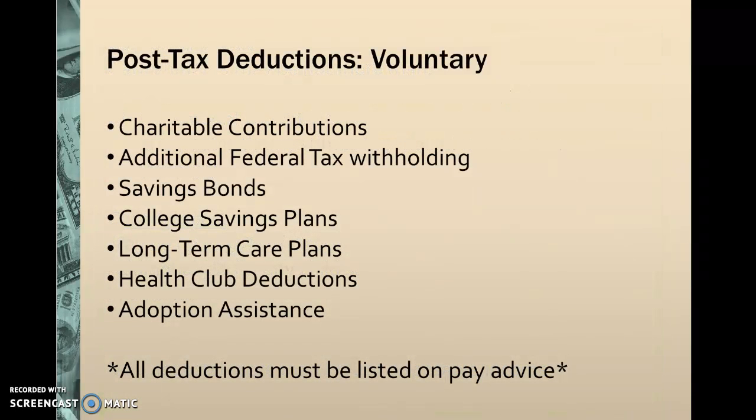Some post-voluntary deductions that employees can participate in could be charitable contributions, additional tax withholding, savings bonds, college saving plans, long-term care plans, maybe health care deduction or health club deductions, and all deductions must be listed on your pay stub in order to have each employee aware what is being deducted off their payroll checks. Okay, and that is covered on page 127 in your book.